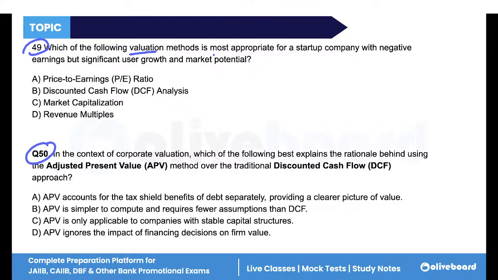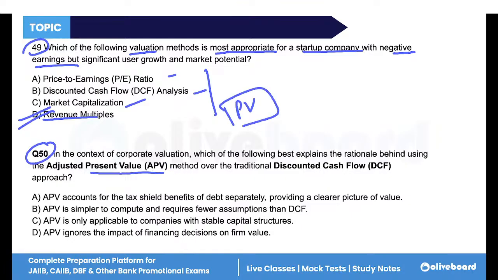Which of the following valuation method is most appropriate for startup company with negative earnings? Which type of method you will follow? Price to earning, discounted, market capitalization, or revenue multiples? Option D, revenue multiples. Now, adjusted present value. Just now, in the morning, we have done this adjusted present value, that you have to adjust your present value. And this present value is adjusted with the help of probabilities. Probabilities are given to you over the traditional discounted cash flow.